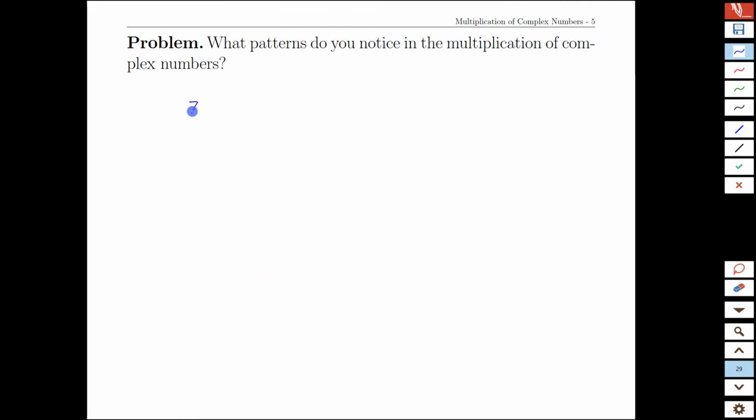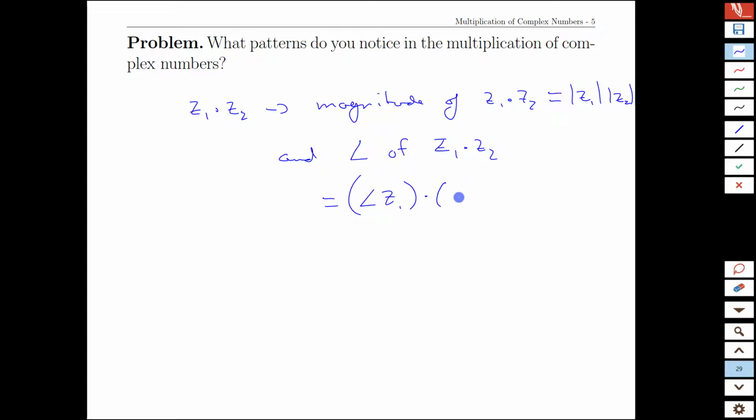Let's just summarize that here. If we take Z1 times Z2, when we multiply them, the magnitude of Z1 times Z2 is going to equal the magnitude of Z1 times the magnitude of Z2, and the angle of Z1 times Z2 is going to equal the angle of Z1. Sorry, these are usually written more horizontally than I've done them here. Let's draw it real formal, like straight lines and all. There we go. This is the angle of Z1 plus the angle of Z2.